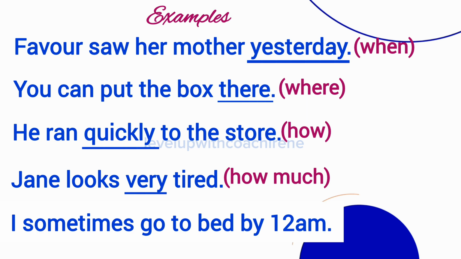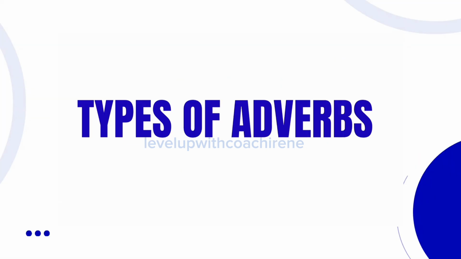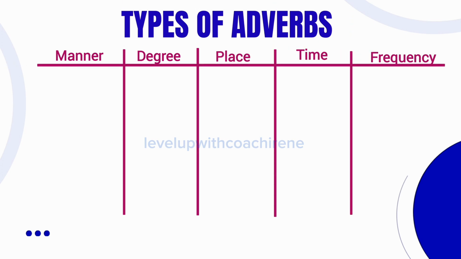Number 5, I sometimes go to bed by 12 a.m. This answers the question how often, indicating adverb of frequency. The adverb here is sometimes, modifying the verb go. As we saw in these examples, adverbs are divided into 5. They are categorized into adverb of manner, degree, place, time, and frequency.